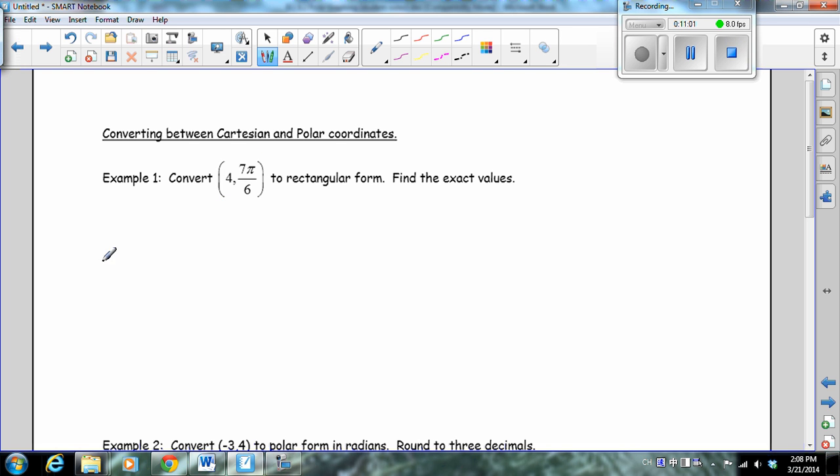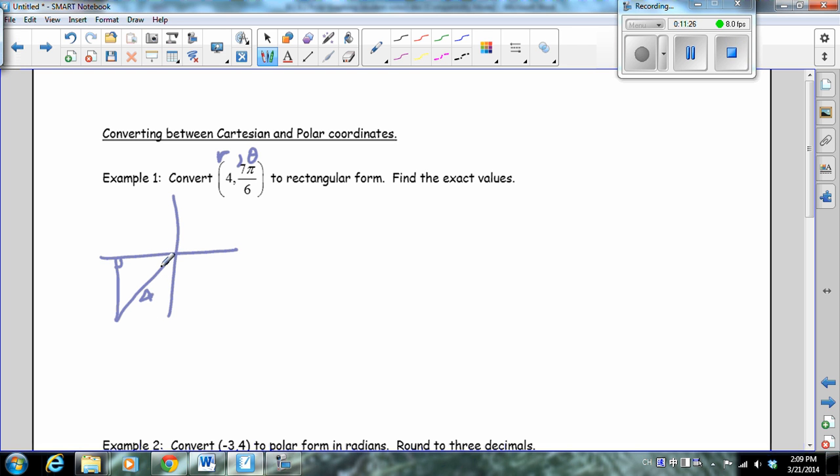So 7 pi over 6. What quadrant is it located in? Obviously, it's located in my third quadrant. So I will graph the angle here in my third quadrant, and this one represents my r, and this one represents my angle. r is the hypotenuse here, which is 4.